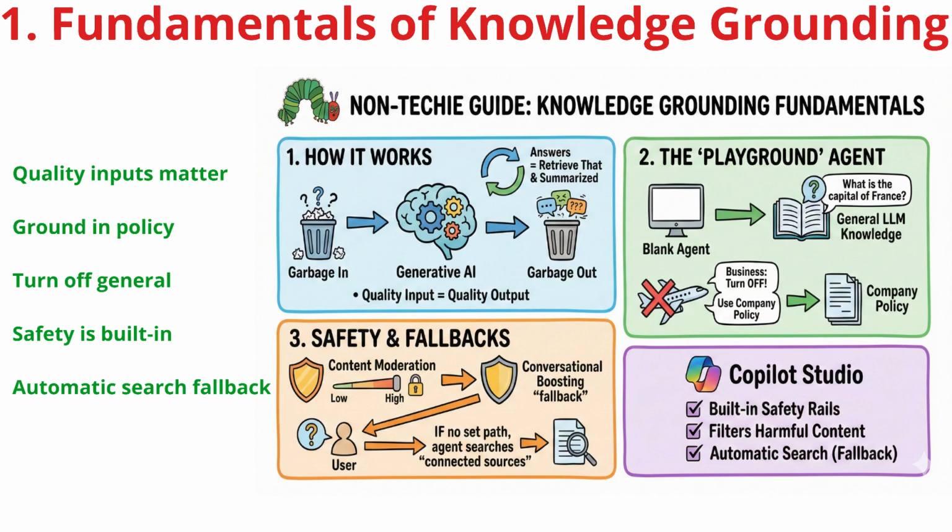Moving over to box 2, the playground agent. When you begin with a blank agent, it initially relies on general knowledge, like knowing the capital of France. For business use, you should turn that general knowledge off. You don't want it giving random travel advice. You want it grounded strictly in your official company policy documents.